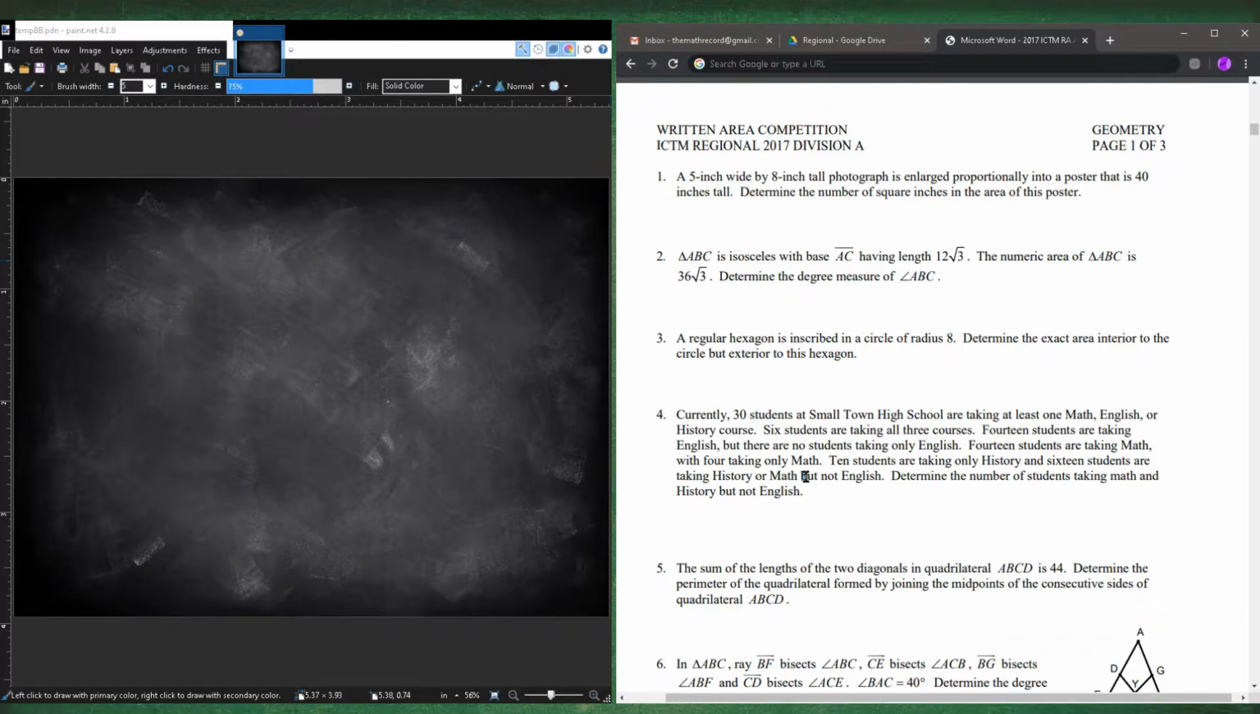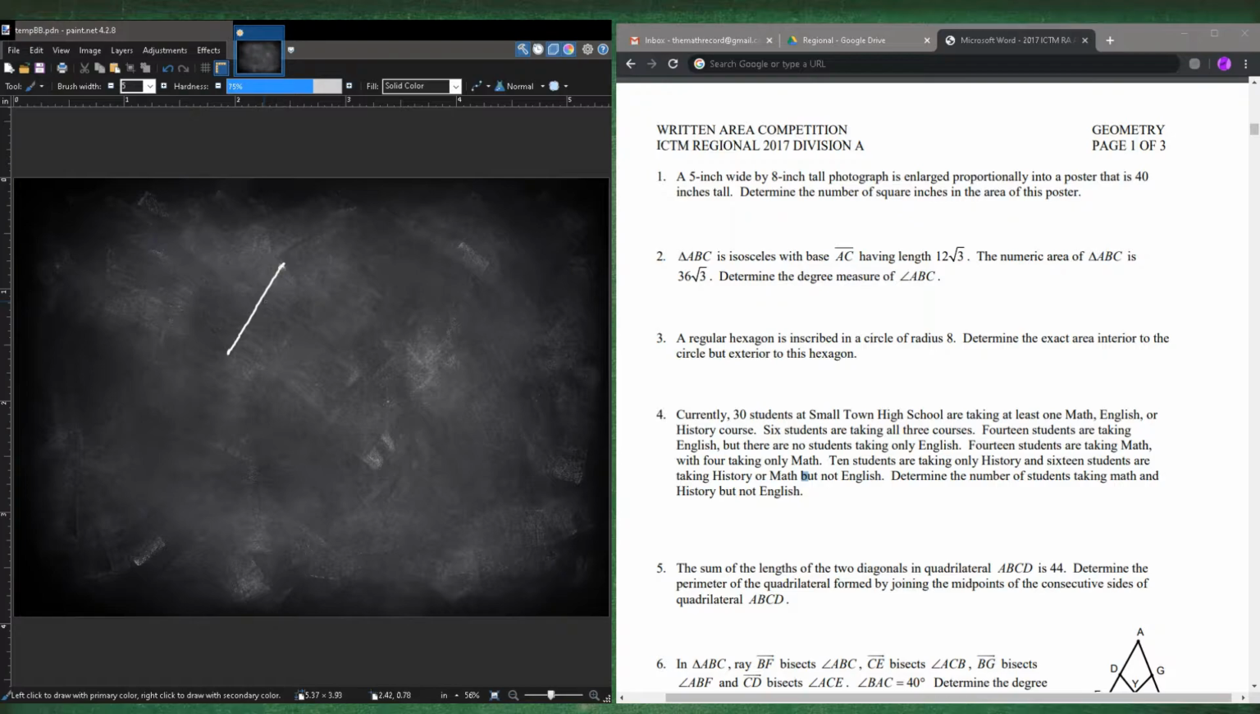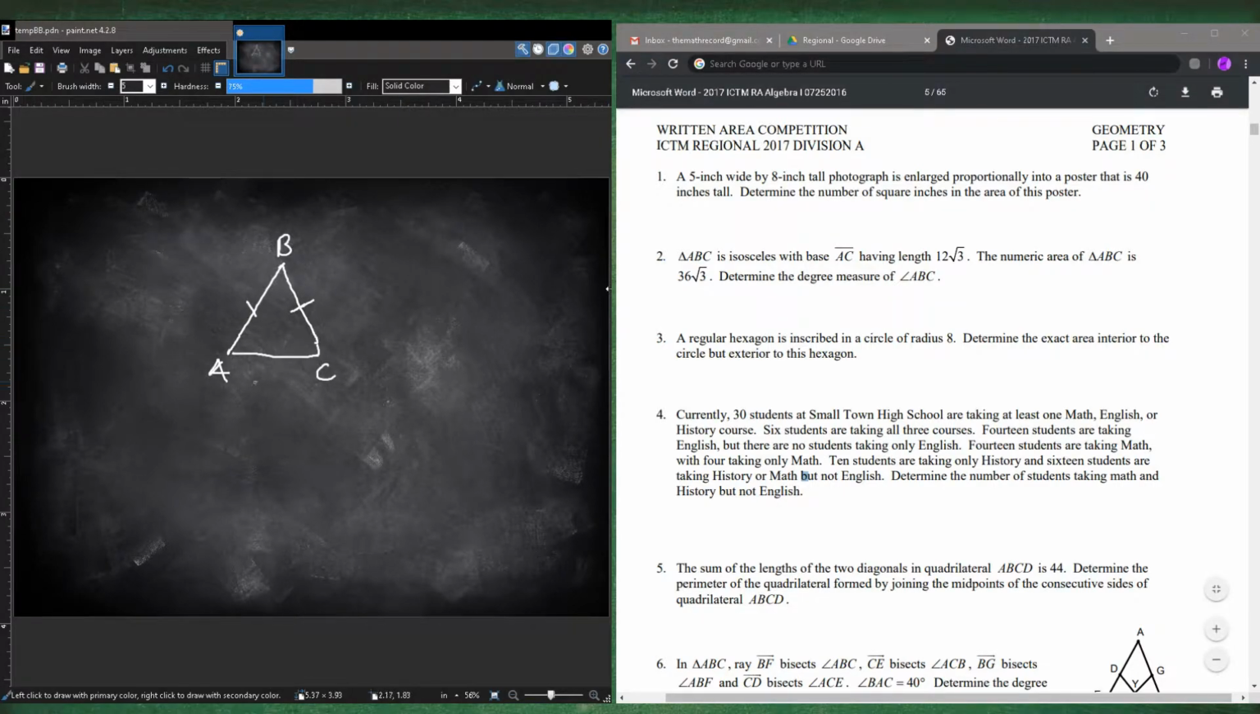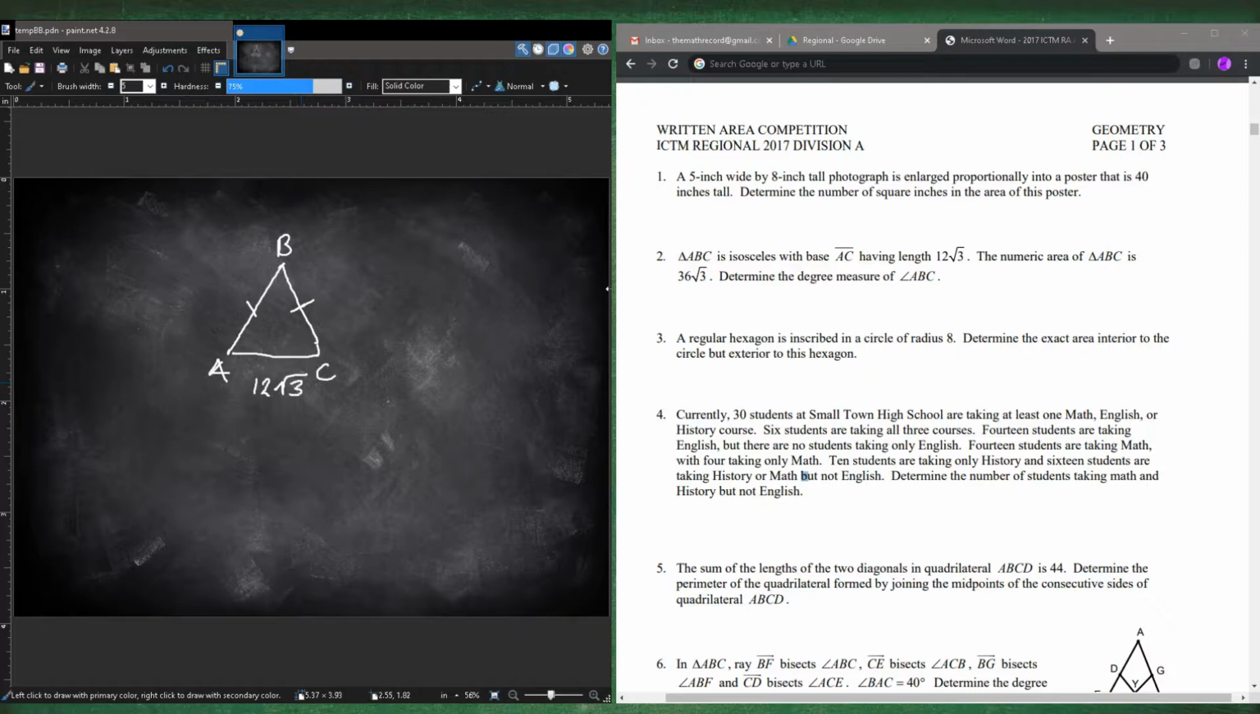So number 2, triangle ABC is isosceles with a AC, right? So let's kind of draw this out. So this is AC, and this is B, right? And this is isosceles. And AC is length 12 square root 3. Okay. The numerical area is 36 square root 3. Okay. So what is the angle of ABC?